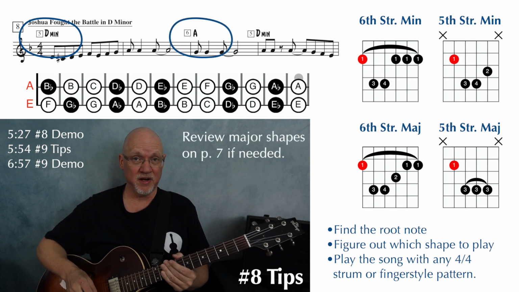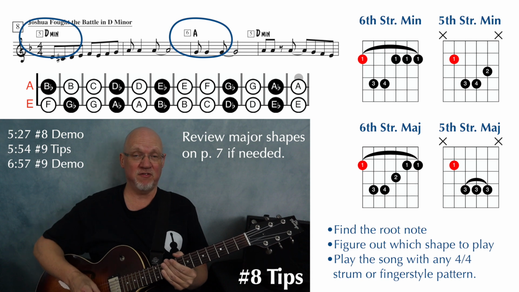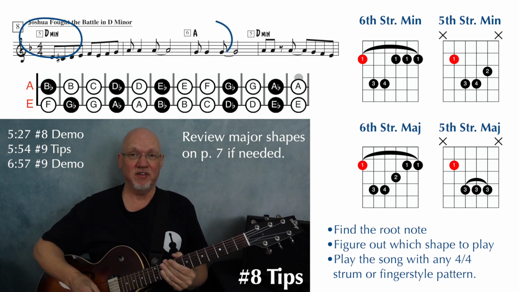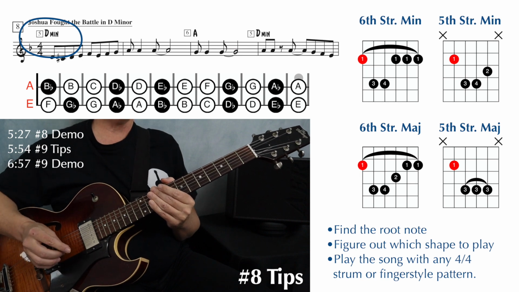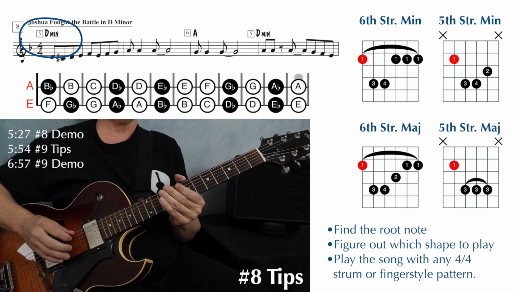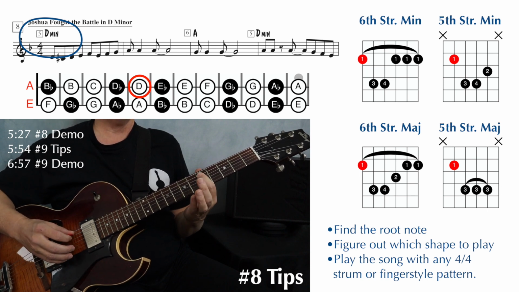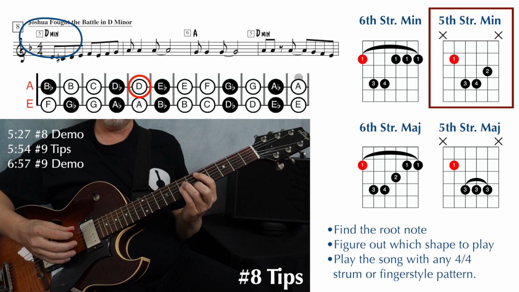So this is going to be combining minor and major. If you need to review those major shapes, please go back to page 7. Starts off on the D minor on string 5, so find your D on string 5 for your root note. That's going to be at the 5th fret. Because that's on the 5th string, that's going to be our 5th string minor shape.